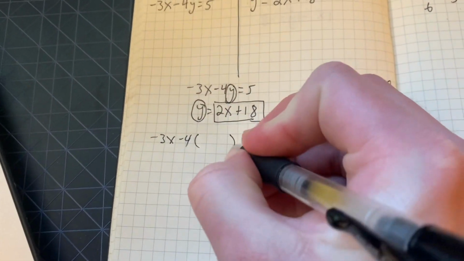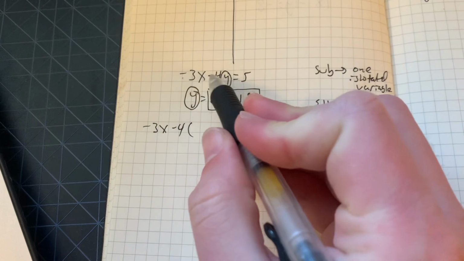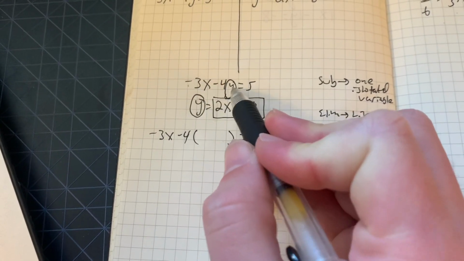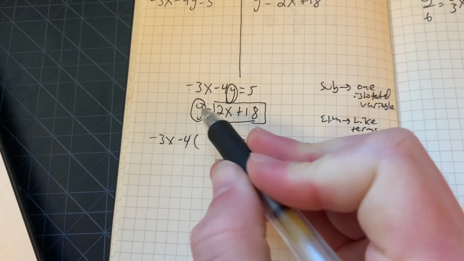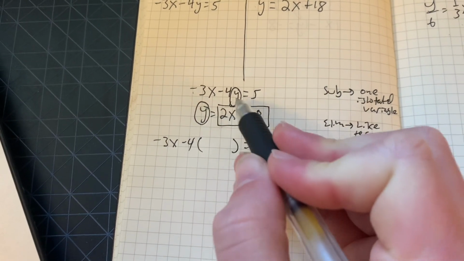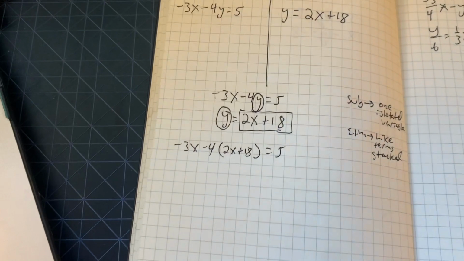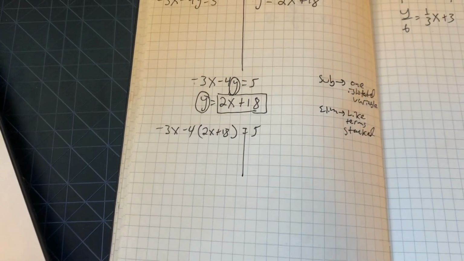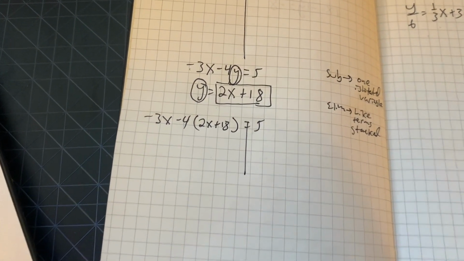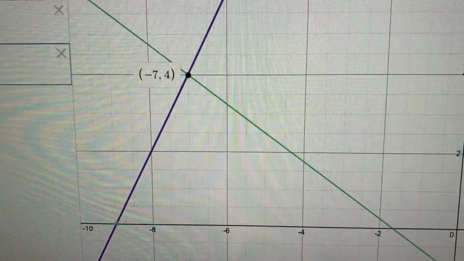So I'm gonna make a nice big parentheses there. Took that whole thing and whatever I circled up there becomes a big parentheses. So now whatever y is equal to can replace it down there in that parentheses. And now we're gonna solve this equation, and then we'll plug in the solution for y. And we already know from our graph that x should equal -7 and y should equal +4.